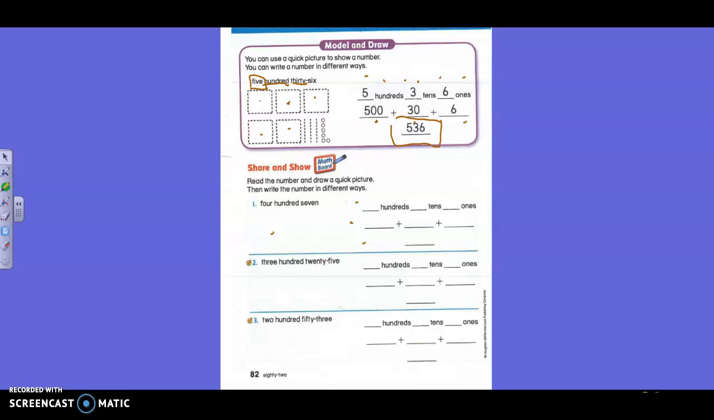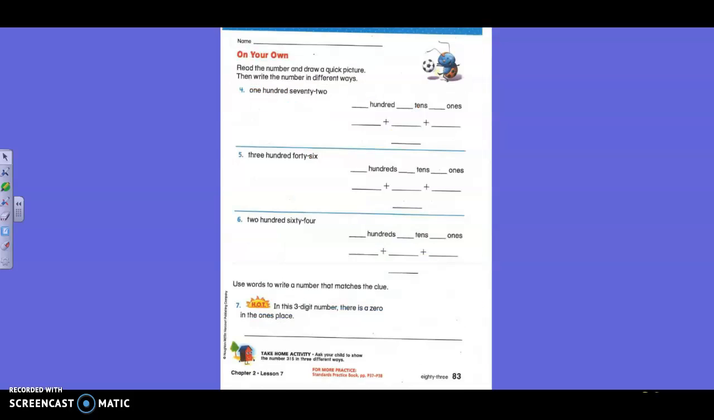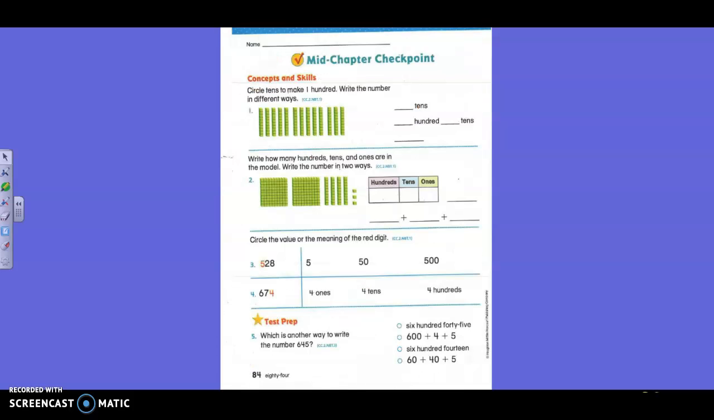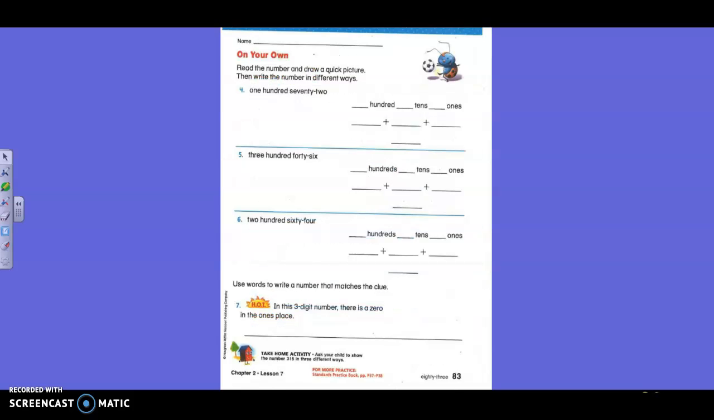Okay? So, let's do this real quick together. Because then you'll have the page on your own. And then the mid-chapter checkpoint will also be on your own. You might do the hot problem possibly.